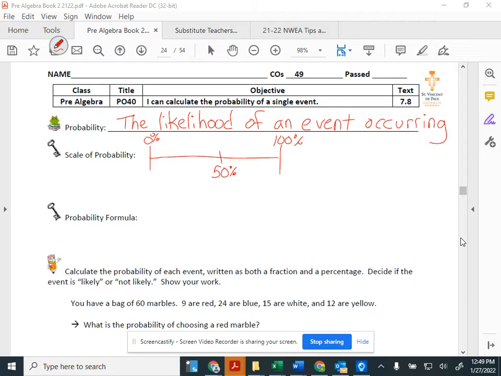If it's between 0 to 50%, is it most likely going to happen or not likely? Not likely. And if it's between 50% and 100%, is it likely going to happen or not likely? Likely. The closer you get to the 100%, the more likely it is going to happen.